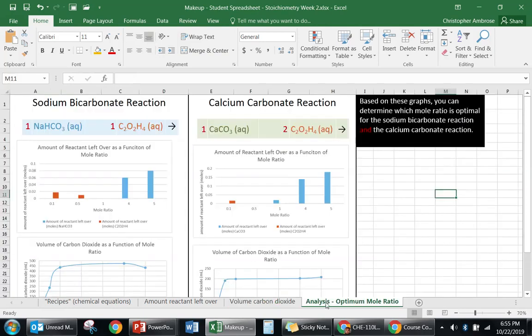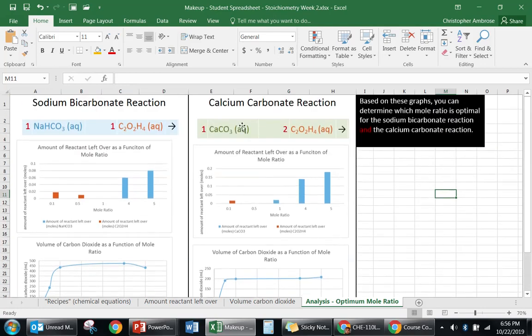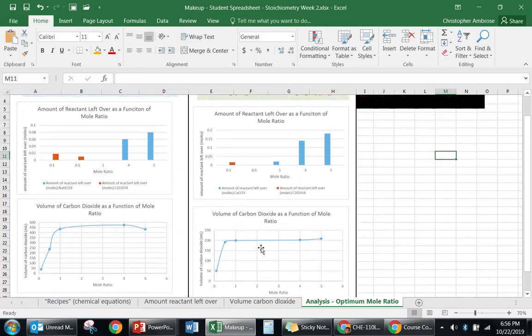And then if we put everything together, we have these 2 sets of graphs here. This is for the sodium bicarbonate reaction. What this first graph is showing is how much leftover we've got, and that was one of the criteria we're looking at for whether or not something's optimal. The second graph here shows the mole ratio, once again, so the same x-axis, but what we have here is the volume of the carbon dioxide that got produced. This is repeated for the calcium carbonate reaction. This is the amount of leftover reactant, and then this is the amount of carbon dioxide that got produced.